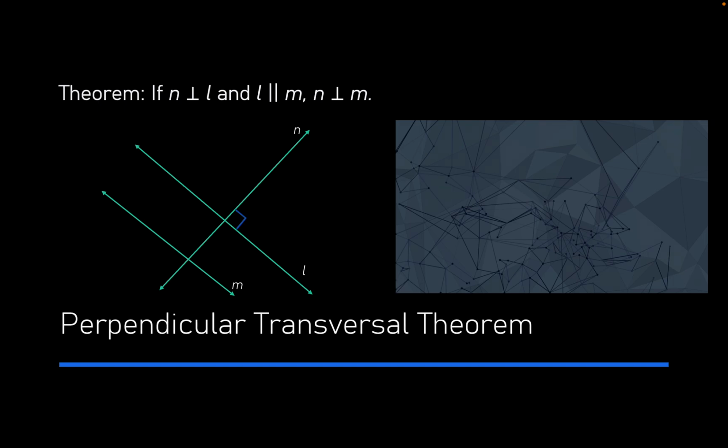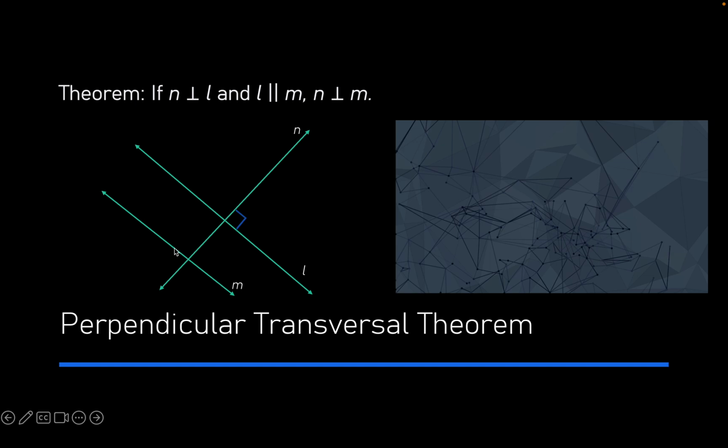This theorem is sort of a reverse. The perpendicular transversal theorem, it's the same theorem from what we learned the other day. It's just stated from a different perspective. So if you remember before, we had said that if M is perpendicular to N and if L is perpendicular to N, then these two are parallel.